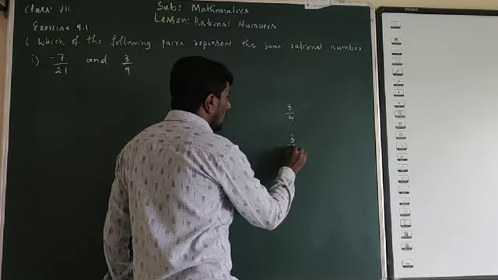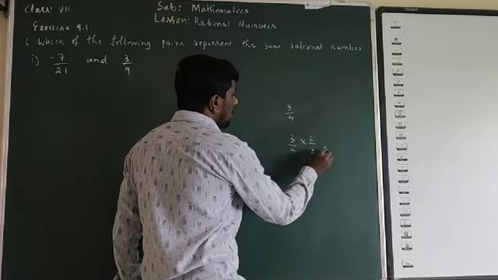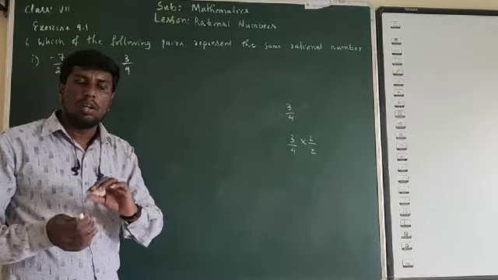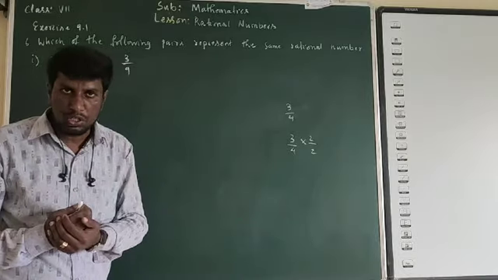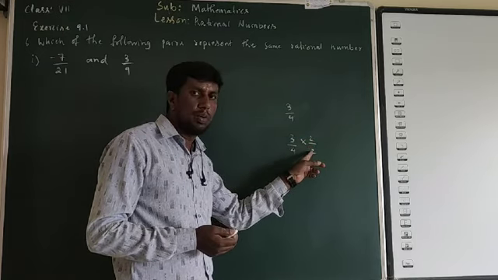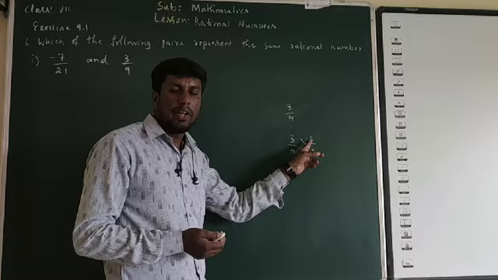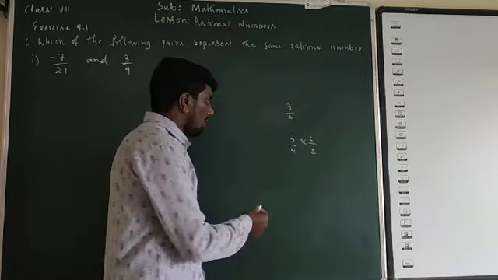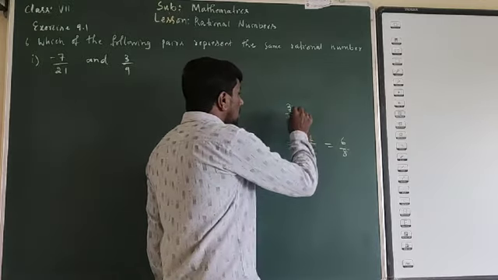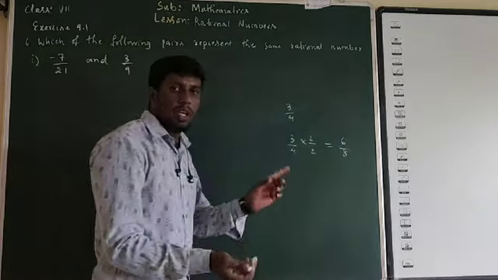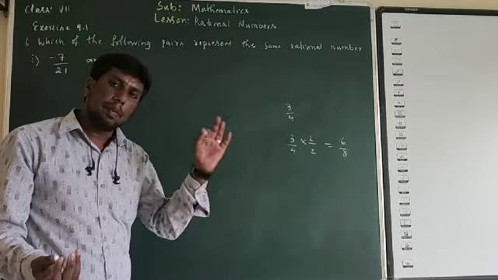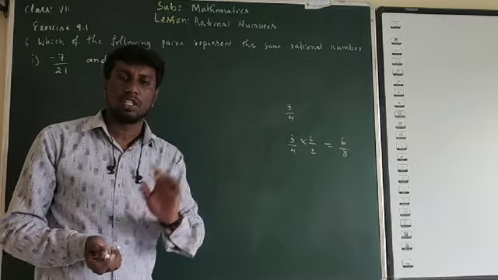What will I do? 3 by 4 into 2 by 2. Multiplying numerator and denominator with the same non-zero number will give you the equivalent fraction. Numerator is multiplied by 2, denominator is also multiplied by 2. 3 into 2 is 6, 4 into 2 is 8. Now 3 by 4 and 6 by 8 are equivalent fractions. Both are equal and represent the same rational number.